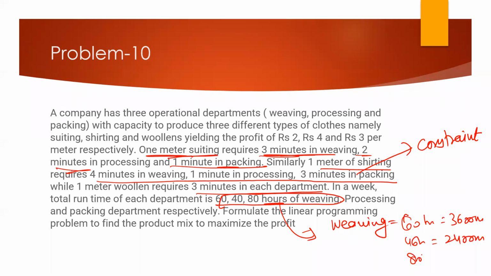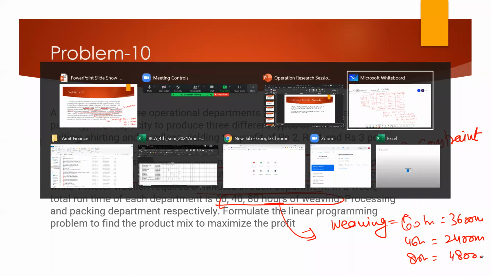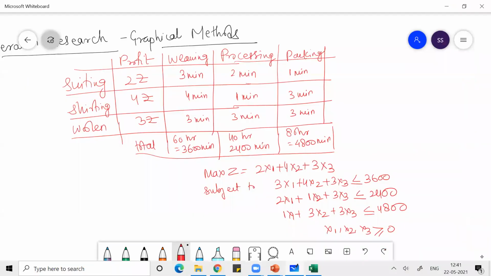Similarly, 80 hours means 4800 minutes. So that would be your constraint. Based on that, I'll create an LPP problem, and we'll get this as an LPP. So we have learned how to formulate an LPP problem for a given situation.